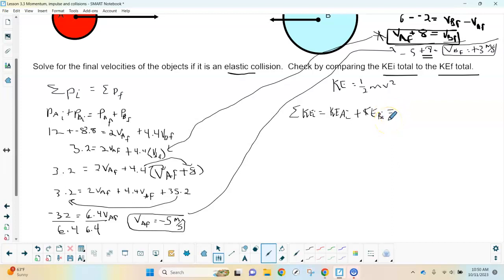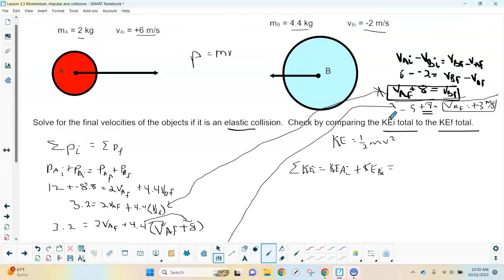I'm going to do it on my calculator here. It'd be 1/2 times the mass of A, which is 2, times 6 squared. That's going to be 36 for that first term. Then for the second term, it's going to be 0.5 times 4.4 times negative 2 squared, and that's going to get you 8.8. If we add those together, 36 plus 8.8, you get 44.8. Hopefully we will get 44.8 for the final total kinetic energy.